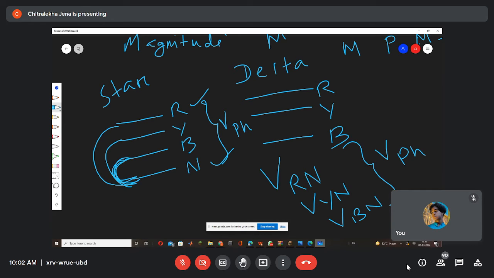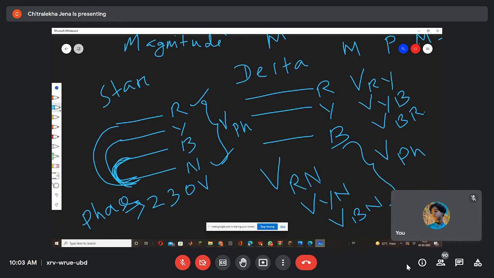But what is line voltage? I will be discussing the details. In the three-phase circuit, VRY is the line voltage, VYB is the line voltage, and VBR is the line voltage. Line voltage is a little higher than phase voltage. In India, we have phase voltage as 230 volt. This 230 volt is your phase voltage. Am I clear? And these are the line voltages.